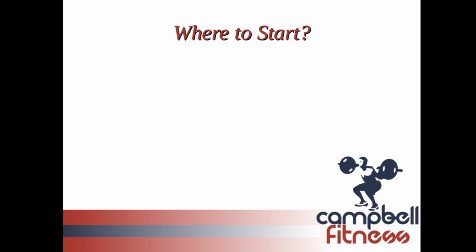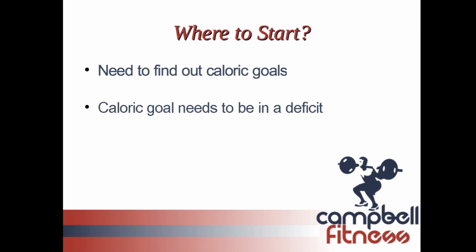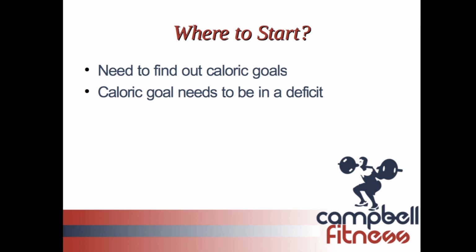Now, first things first, where do we start? The basic thing we need to do first of all is find out what our caloric goals are. So what we're going to want to make sure is that we're actually going to be in a caloric deficit. As a general rule of thumb, I'm going to associate a caloric deficit with losing weight and a caloric surplus with gaining weight. Now, there's always the argument of can you gain muscle while losing fat? I don't want to get into that here, but for general purposes, in order to lose weight, or fat in this case, we're going to have to look at a caloric deficit.